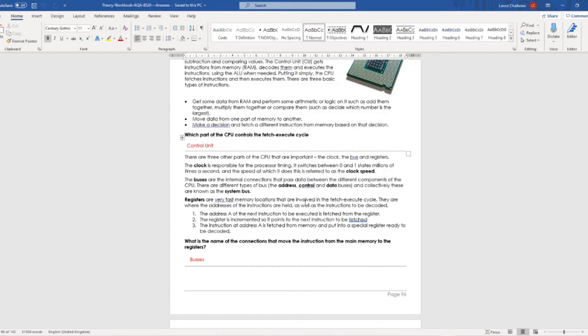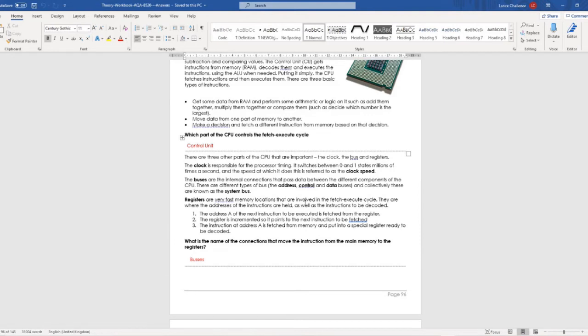The buses, these are connections that pass data and instructions around. You've got different types of buses: the address bus, the control bus, and the data bus, and these are collectively known as the system bus. A bus is what the data and the instructions travel along, going from the RAM to the CPU, or from the graphics card to the CPU.